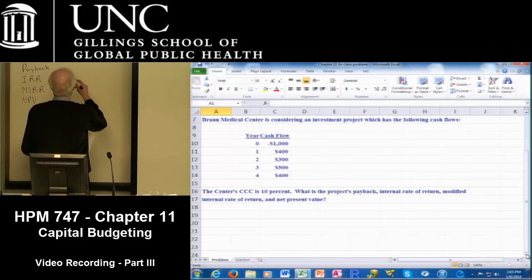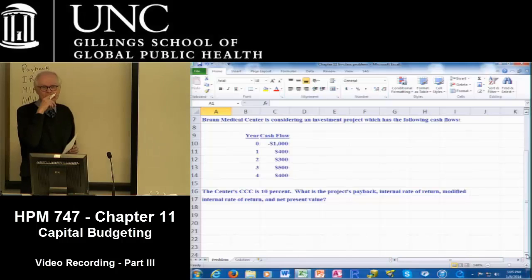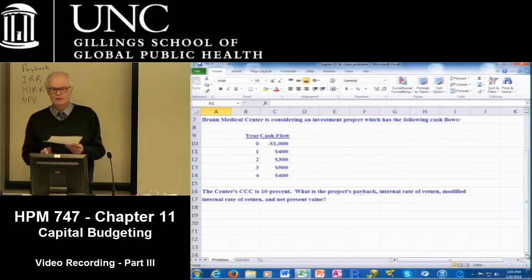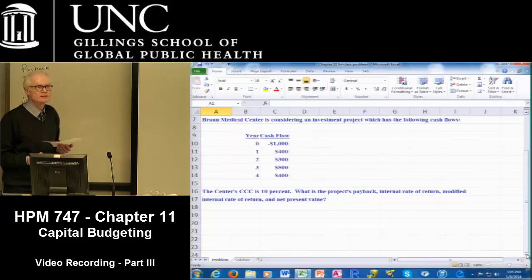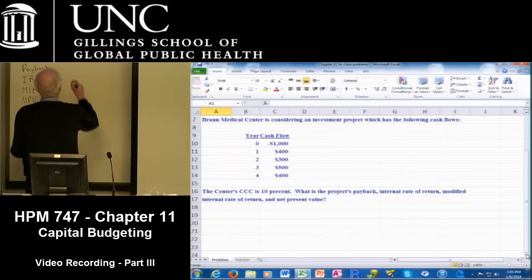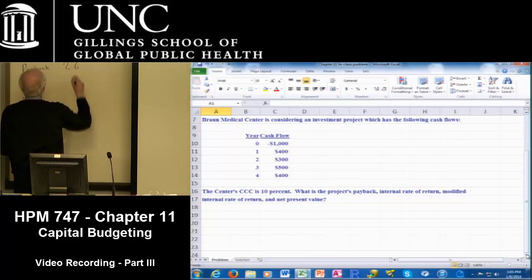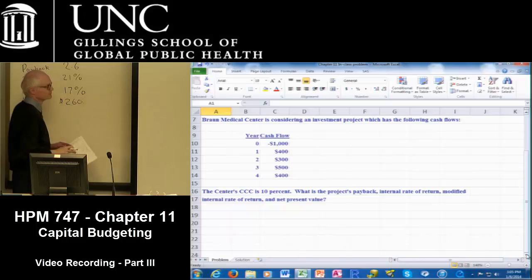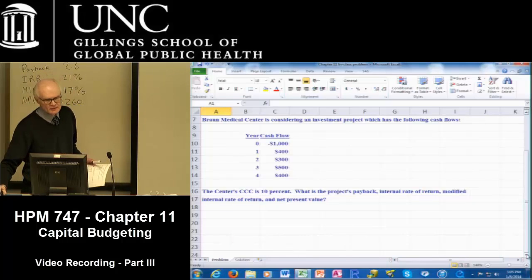Good, does someone have a payback period? How many years does it take this project to pay back? 2.6 years. IRR? MIRR? And NPV? That's it. Those are all the correct answers.